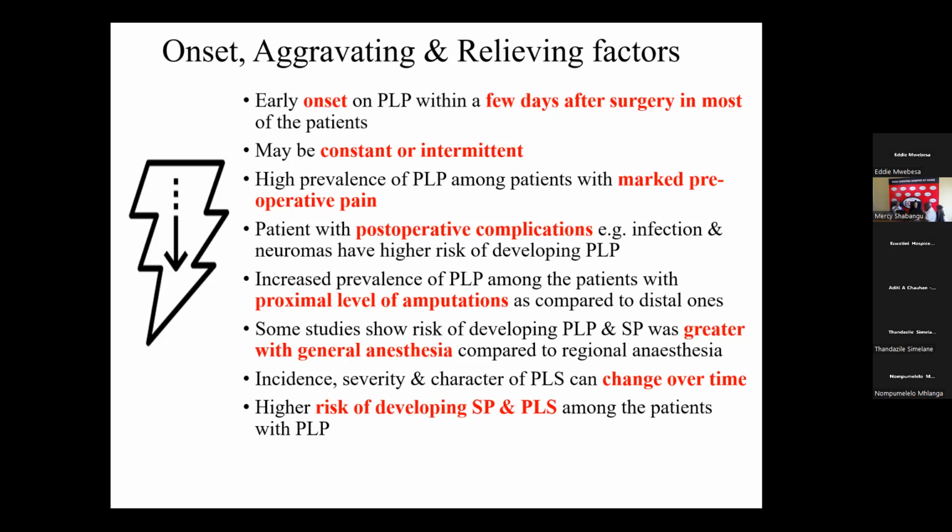Also, proximal level amputation. Someone who is amputated above, say, the knee is more likely to have phantom phenomenon than someone who has just an amputation of one toe or an amputation at the ankle level. The higher up the amputation, the higher the chance that the phantom phenomenon will occur. Patients who have general anesthesia as opposed to regional anesthesia have also been shown to be more prone to the phantom phenomenon.